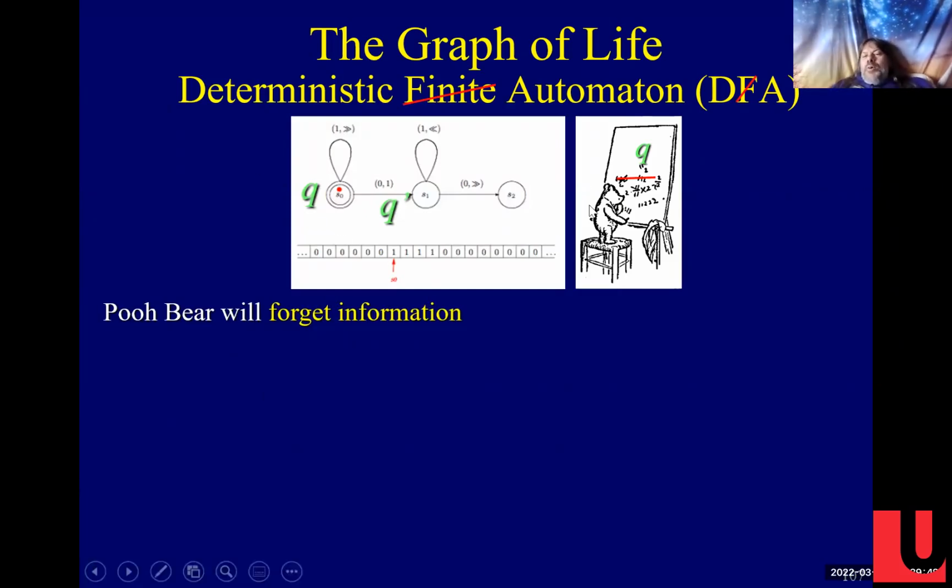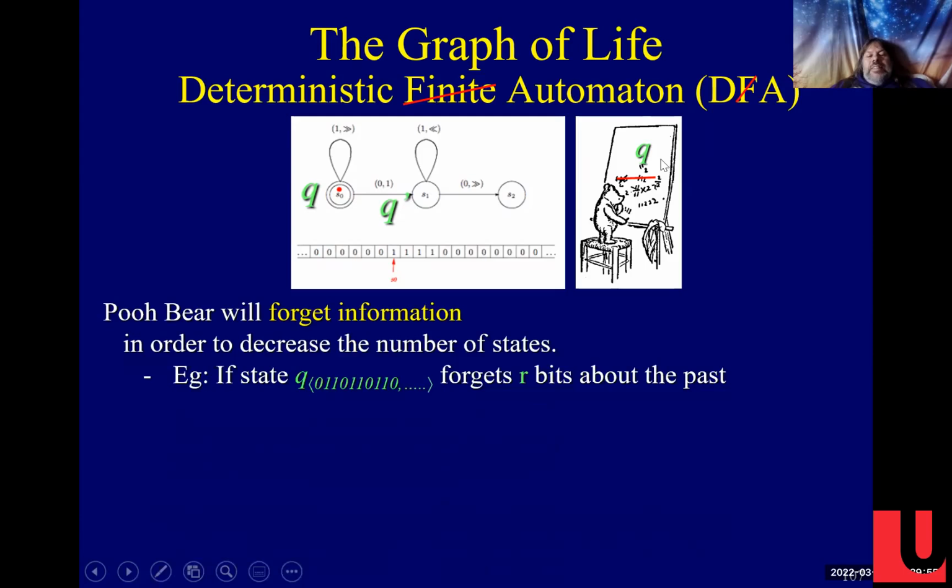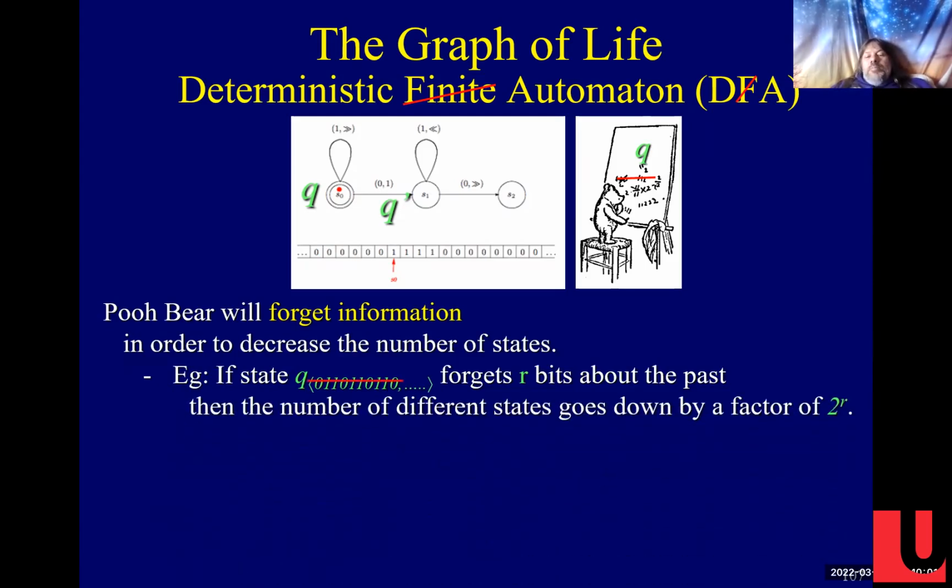Now, sometimes Pooh Bear used to know things, and it's going to purposely forget. So, for example, if it forgot the value of these R bits, then the number of states goes down. I should have an example here.